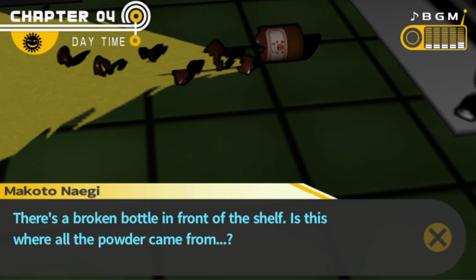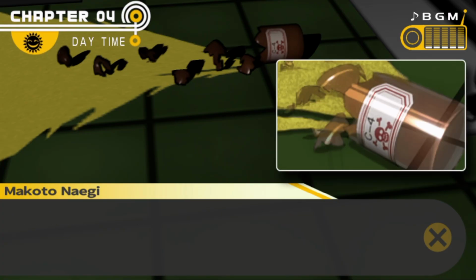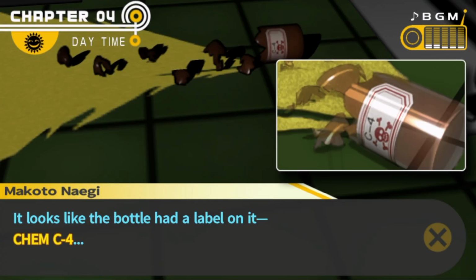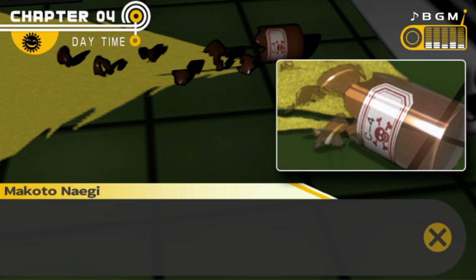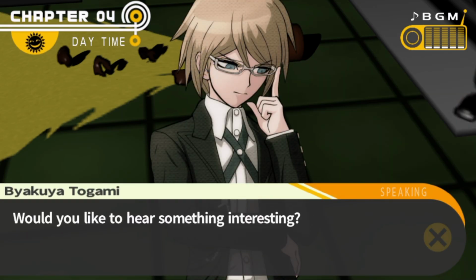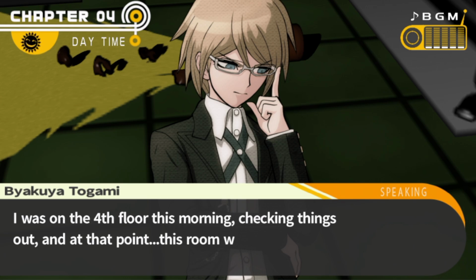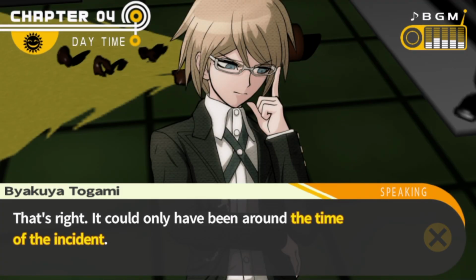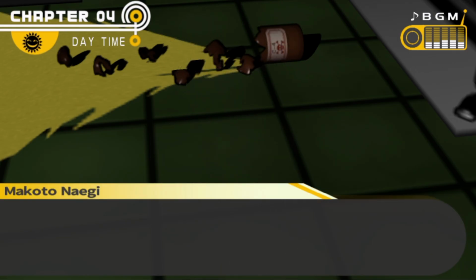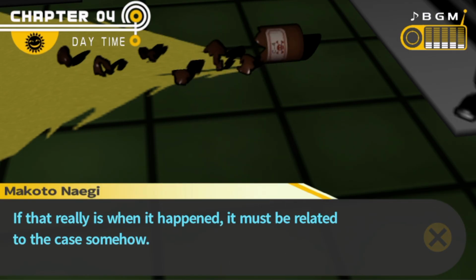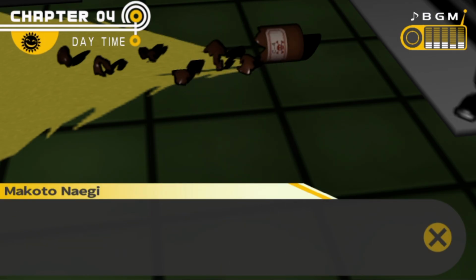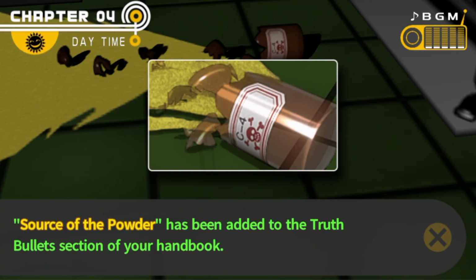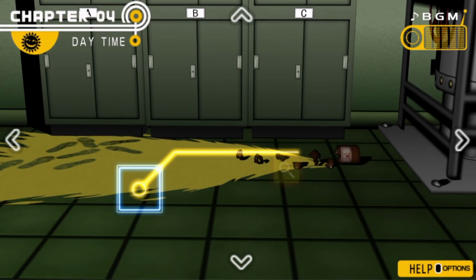There's a broken bottle in front of the shelf. Is this where all the powder came from? It looks like the bottle had a label on it. Chem C4. Would you like to hear something interesting? I was on the 4th floor this morning checking things out, and at that point, this room wasn't like this. Then this powder must have been spilled. So in other words... That's right. It could only have been around the time of the incident. If that really is when it happened, it must be related to the case somehow. Isn't that what was on the bottle she was drinking?